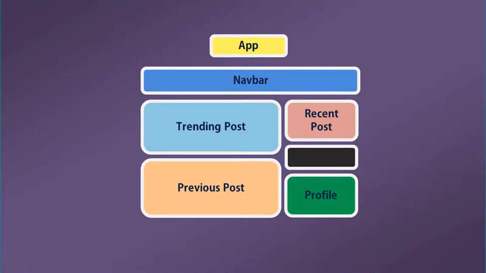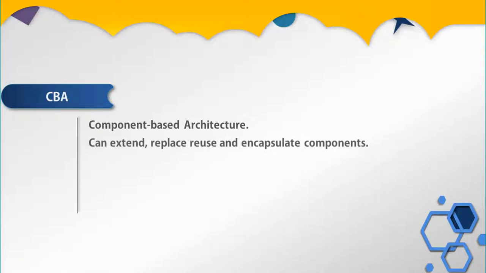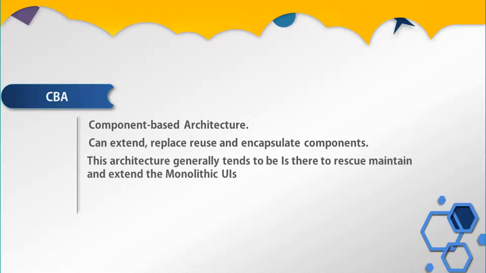Each component has its own visual representation and its own logic. So each component is a piece of UI. You can build these components in isolation and put them together to build complex UIs. Components are based on component-based architecture, not to be confused with web components. It is just the most recent implementation of component-based architecture. The benefit of using component-based architecture is that you can extend, reuse, and encapsulate components. This architecture generally helps to reuse, maintain, and extend monolithic UIs.